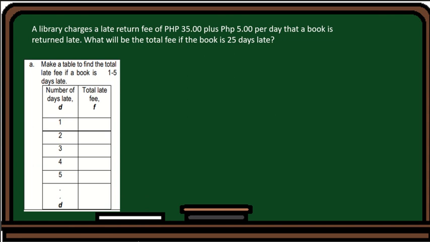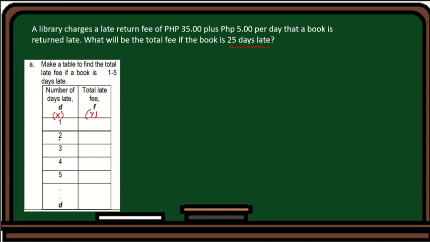So, since we are asked to find the 25 days late, we will make use of the table to see the patterns, kung ano-ano yung mga nadadagdag every time na mag-add kayo ng day. So, for the first table, we have the number of days to represent it by letter D, or this could be your X value. And your second table will be represented by F, or your Y value.